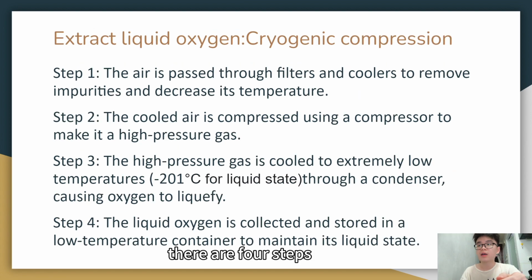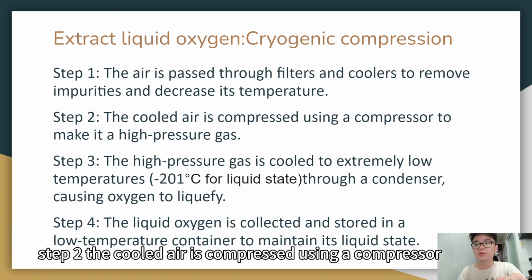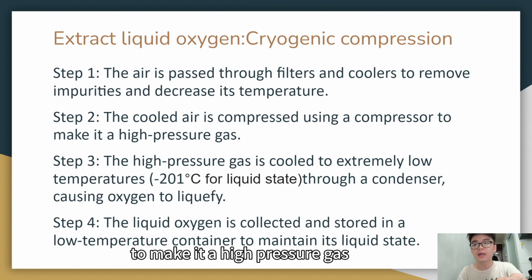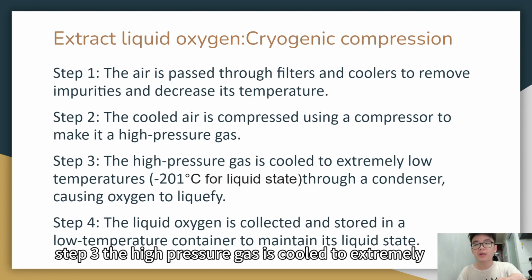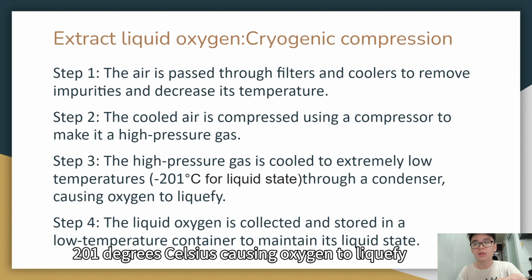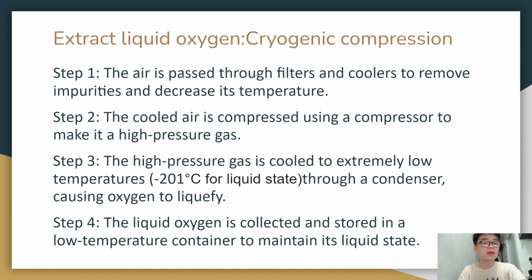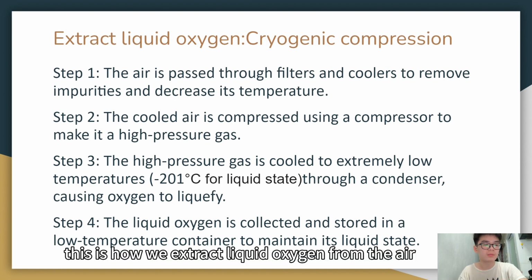There are 4 steps. Step 1. The air is passed through filters and coolers to remove impurities and decrease its temperature. Step 2. The cooled air is compressed using a compressor to make it a high-pressure gas. Step 3. The high-pressure gas is cooled to extremely low temperatures through a condenser, like negative 201 degrees Celsius, causing oxygen to liquefy. Step 4. The liquid oxygen is collected and stored in a low-temperature container to maintain its liquid state. This is how we extract liquid oxygen from the air.